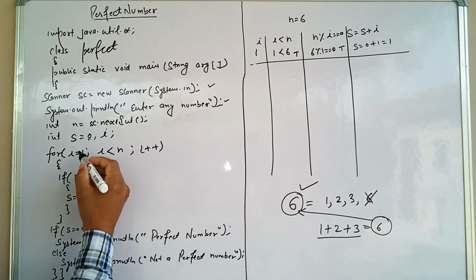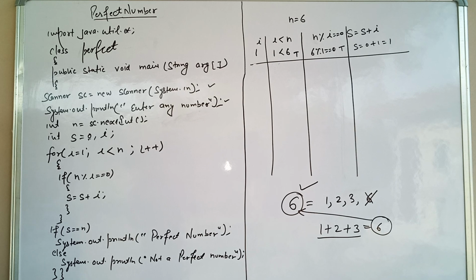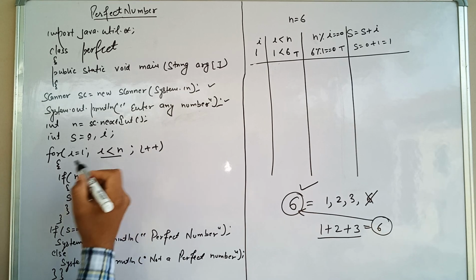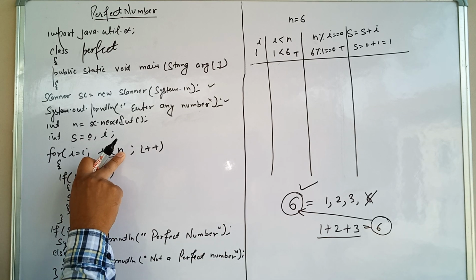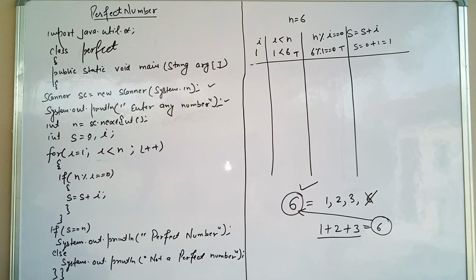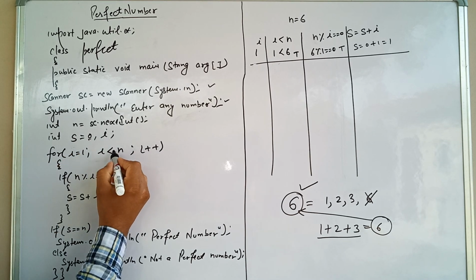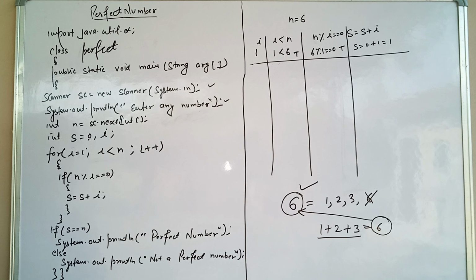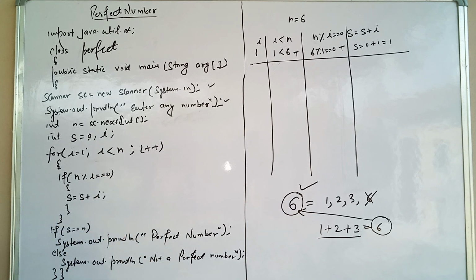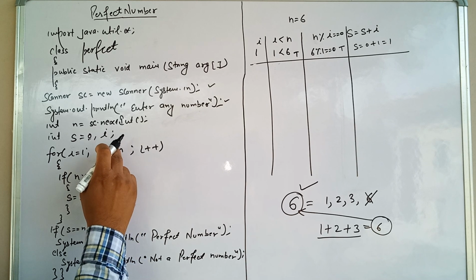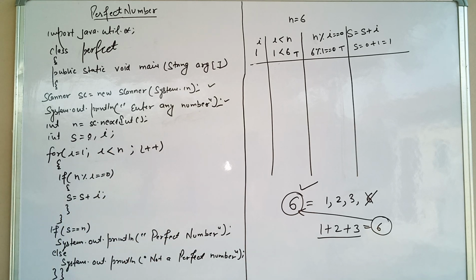Here I am starting from 1, and if you see this, I have not written i less than or equal to n. I have written i less than n. Why? Because we want to exclude the number. If I write equal to here, then it will be wrong, because then you need to write something extra. So better to go for i less than n.